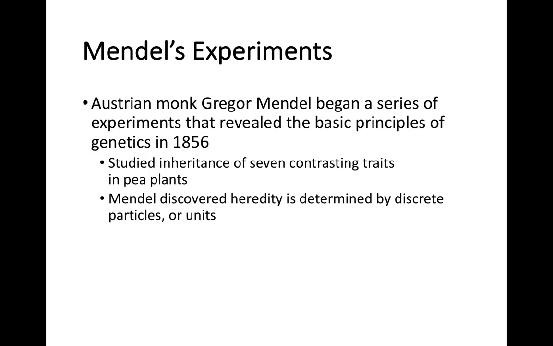It's Gregor Mendel who first began to understand what we call Mendelian genetics. He was an Austrian monk and really chose the perfect plant to work with. He chose pea plants, and liked to spend a lot of time in the garden. He looked at first 7 contrasting traits in pea plants and discovered that heredity is determined by discrete particles or units. As he moved forward in his generations of peas, he was able to make predictions about what kinds of offspring would be present.